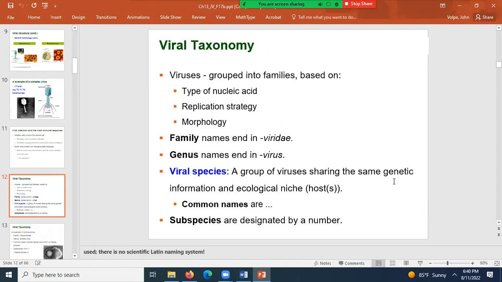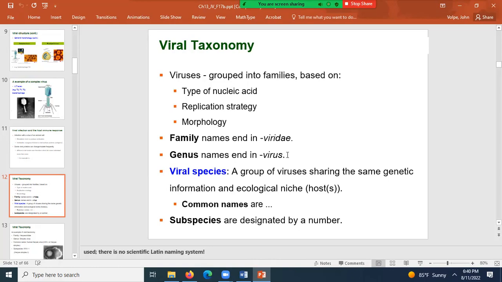All right, viruses are grouped into families. The families are based on their type of nucleic acid, their replication strategy, their morphology. Family names end in viridae. The genus name ends in virus. So like herpes viridae is the family of herpes viruses. And then the genus would be herpes virus.